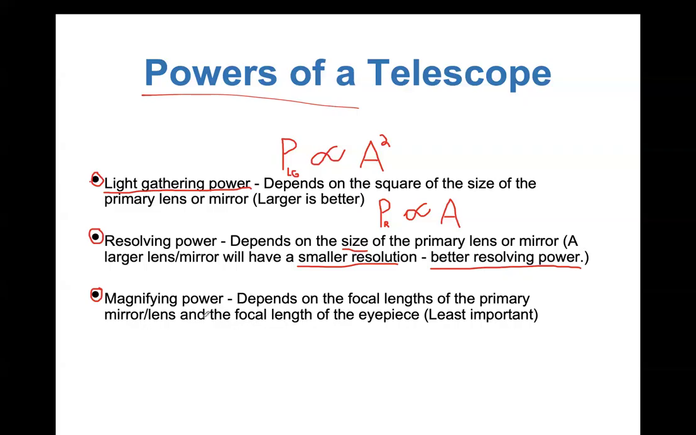Okay. So finally, magnifying power. This depends not on the area of the lens at all, but on the focal lengths. So it actually depends on the length of the telescope. The other two didn't. They just wanted a big mirror or a big lens. This requirement would be a long telescope. So to get high magnifying power, you would need a long telescope, especially if it's a refracting telescope with a lens instead of a mirror. So this is going to be M for magnifying, the power of magnification. And this one is just proportional to L, where L is the length.